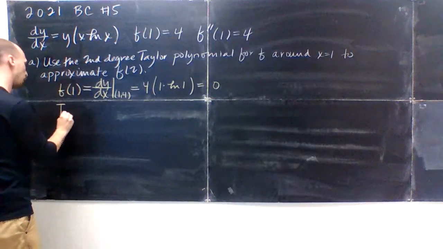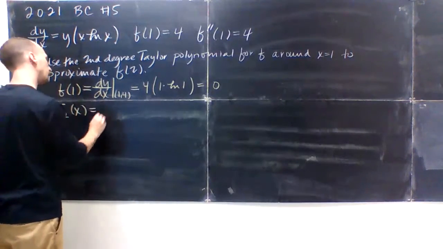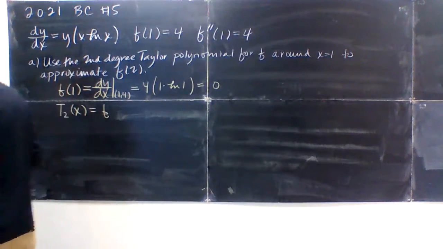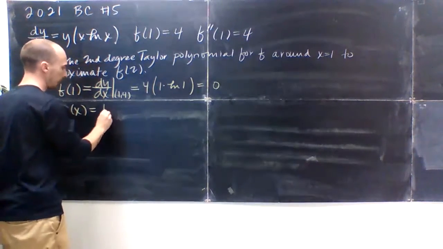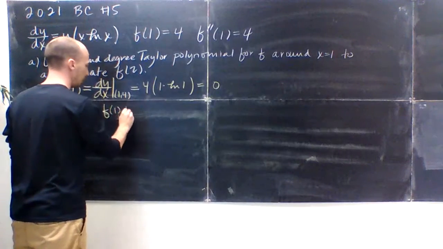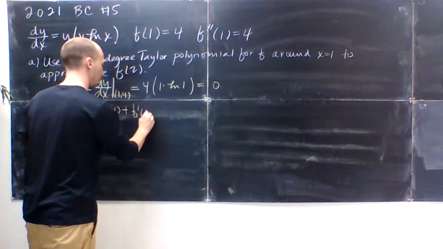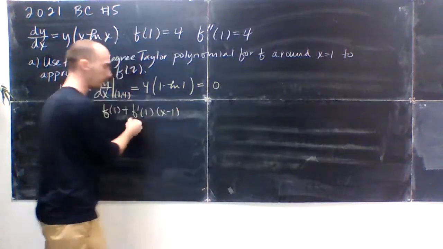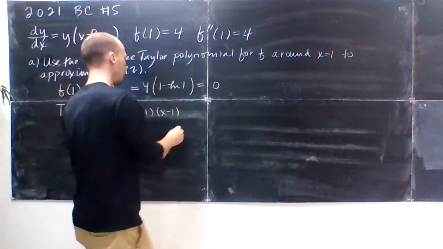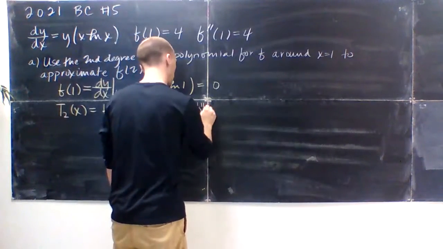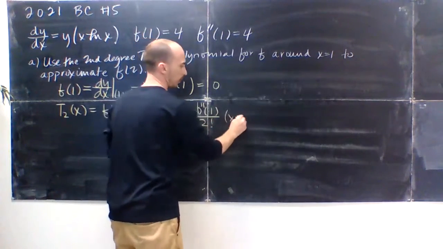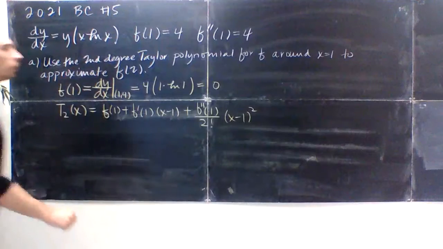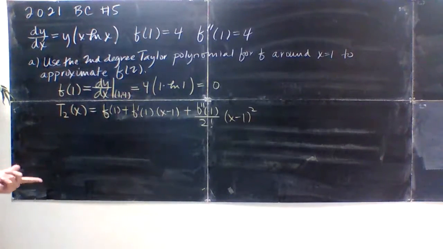So since I've got f prime of 1 equals 0, I know that the second degree Taylor polynomial, whoops, just shredded my piece of chalk, is f of 1 plus f prime of 1 times (x minus 1) to the first divided by 1 factorial plus f double prime of 1 divided by 2 factorial times (x minus 1) to the 2. So now I'm just going to erase the things that I know and replace them with numbers.